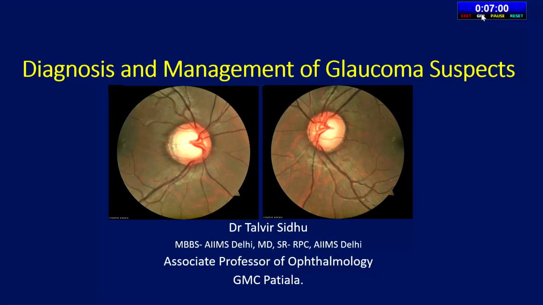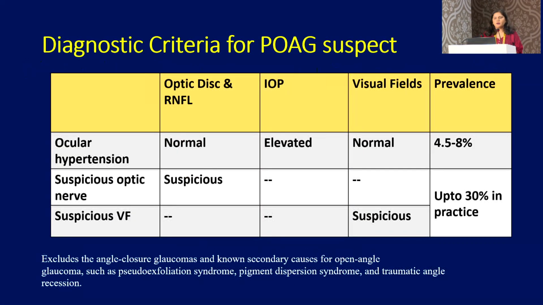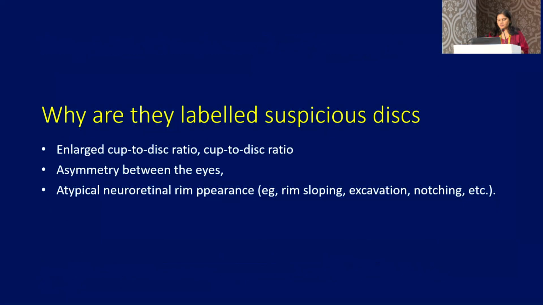Thank you. So I'm going to talk about diagnosis and management of glaucoma suspects. When you say a person is a glaucoma suspect, either the person has a high intraocular pressure and normal optic disc and visual fields, that means the person is ocular hypertensive, or either the disc is suspicious or the visual fields are suspicious. And this excludes all the angle closures, pseudoexfoliation, pigment dispersions and traumatic angle recessions.